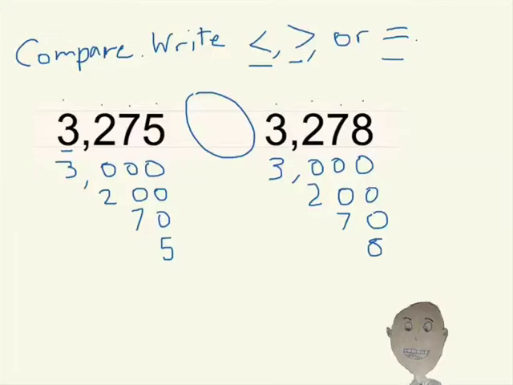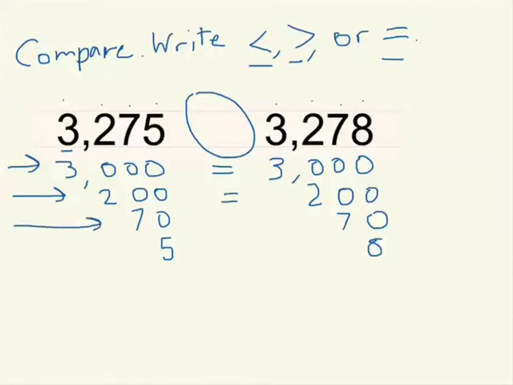So if I look at 3,000, and the number next to it, 3,000, they are equal. So that doesn't help me, really, unless the numbers end up being equal. The next line, I have 200 versus 200. Those numbers are equal. Those values. And look at the next line, 70 compared to 70. Those are equal as well.